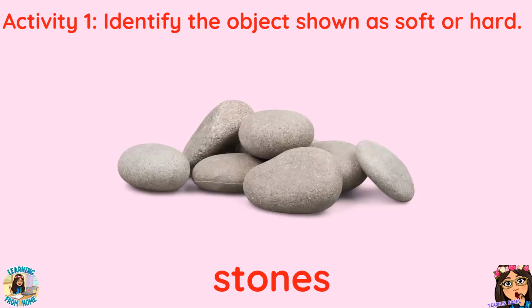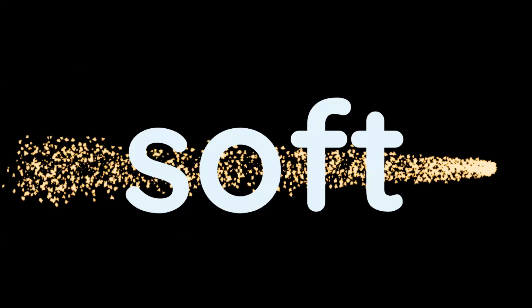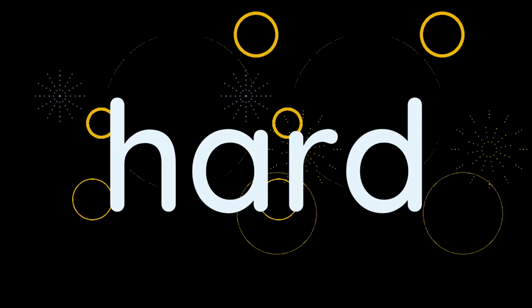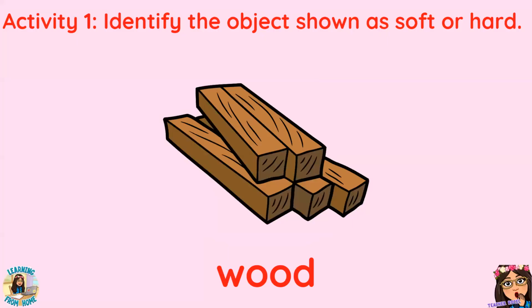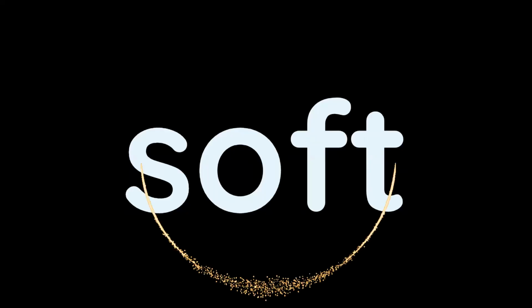Stones. When you hold a stone, it is, yes, hard. Very hard. Tissue paper. It is soft. Okay. Plates. Okay, hard. Very good. Wood. Correct. Hard. How about the cake? It is soft.